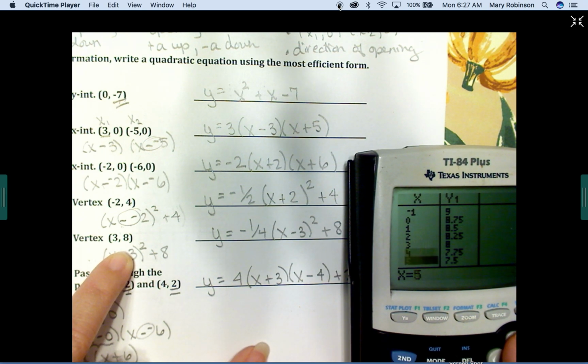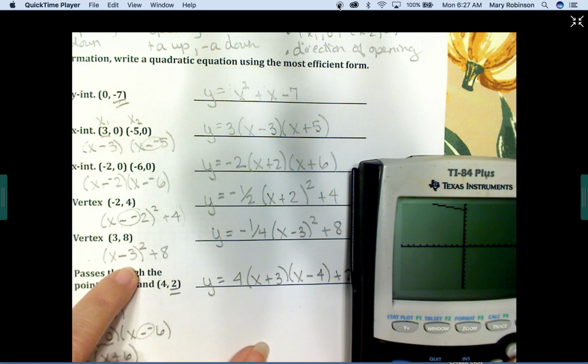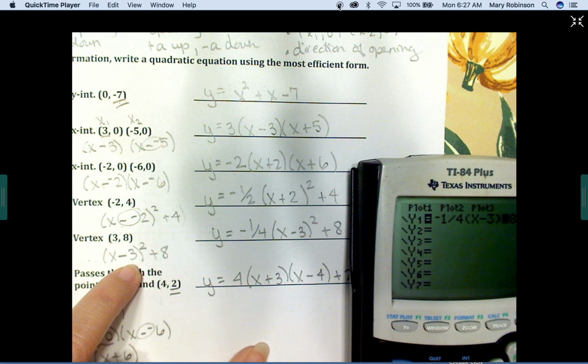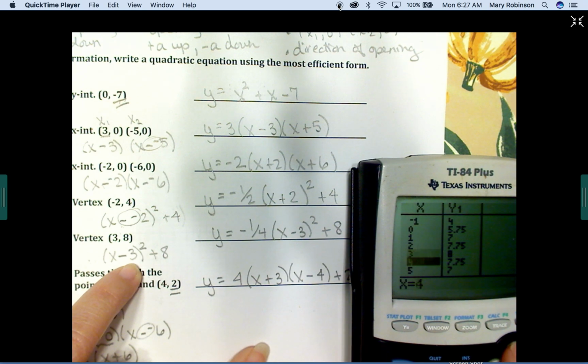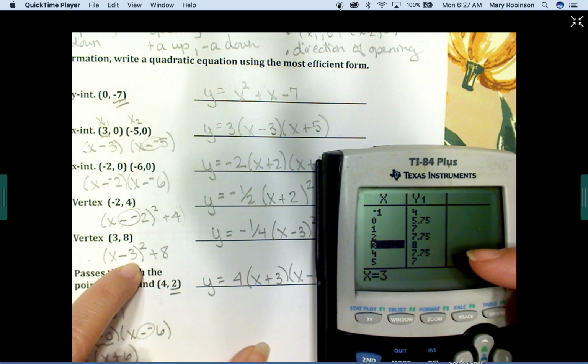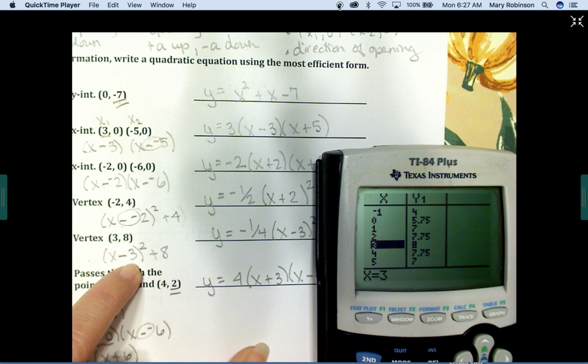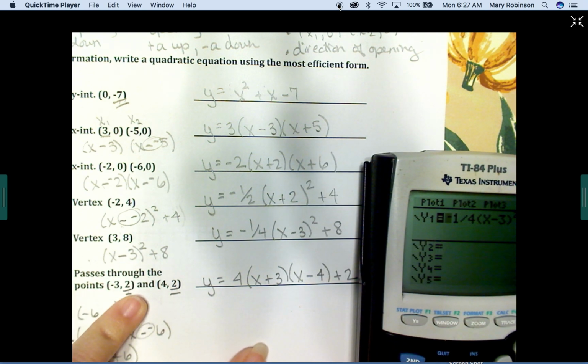I knew something was wrong. All right, I forgot my squared. Sorry about that. So 3, 8. I'm looking for that symmetry on either side here of my vertex to make sure it's correct. All right, so that's correct.